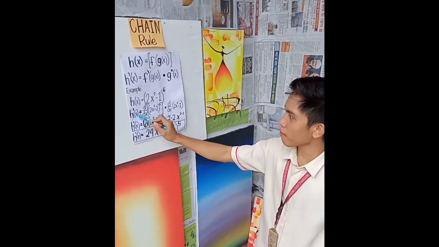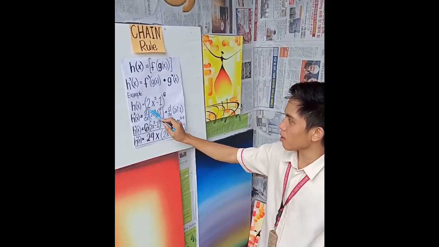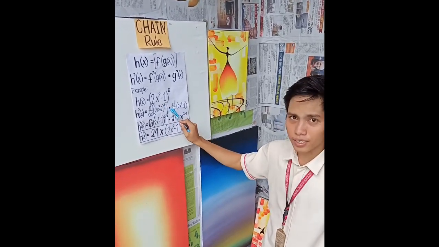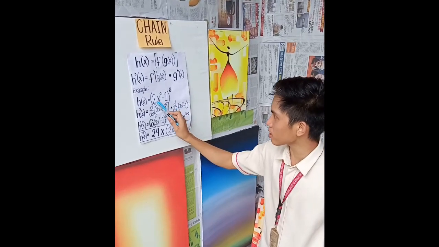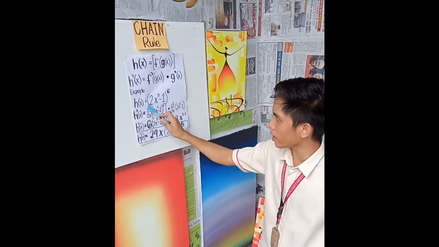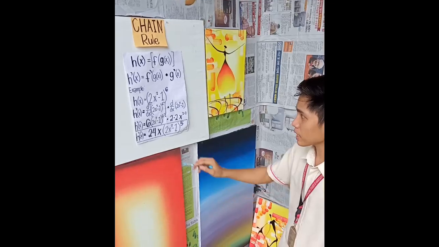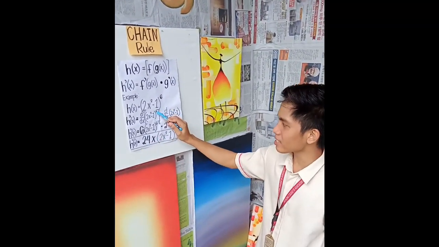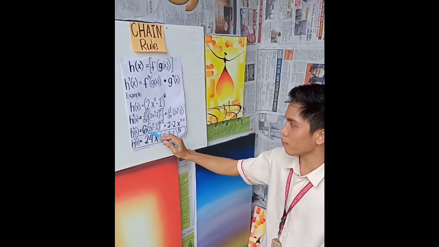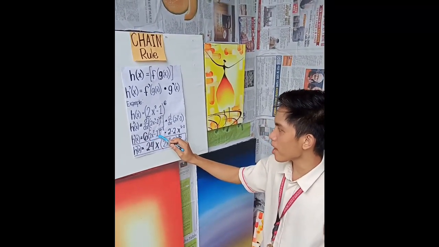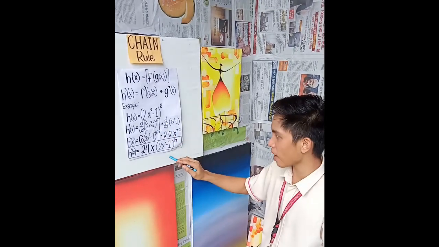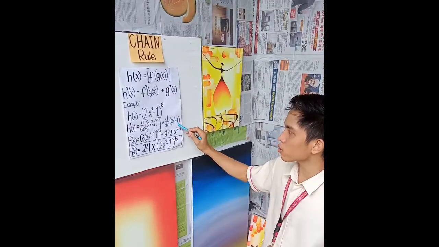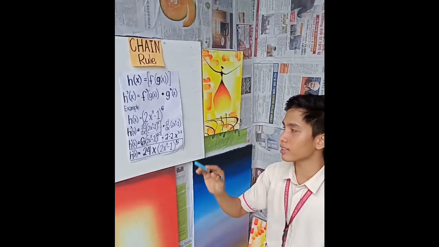So the h prime of x is going to be equal to the derivative of the outer function, which is 2x squared minus 1 raised to 6, times the derivative of the inner function, that is only 2x squared minus 1. This is the inner function. And we need to apply the power rule. Our exponent is 6, so that would be the coefficient of this 2x squared minus 1. So 6 minus 1 is equal to 5, times the derivative of 2x squared minus 1, so we will just apply the power rule and the constant rule.